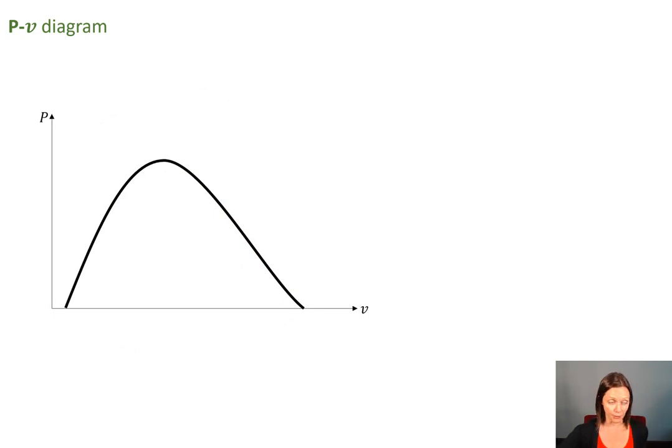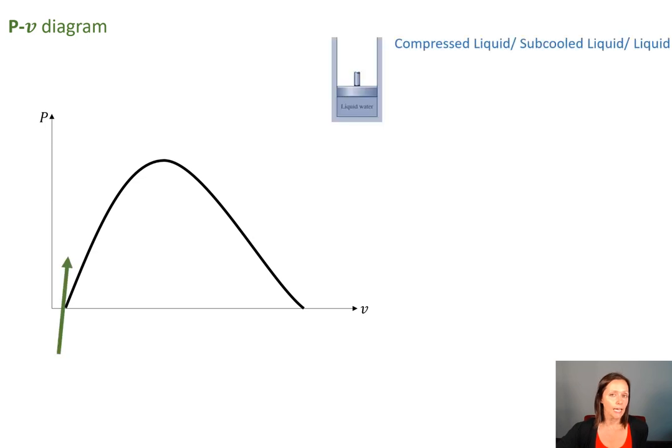Let's look at a PV diagram. What I've drawn here, you've got your liquid vapor dome. If your substance is on the left-hand side at those particular pressure and specific volume coordinates, if you will, then you have a compressed liquid or a subcooled liquid or just a liquid. All three of those things mean the exact same thing. We have two fancy terms for a liquid. I usually say compressed liquid.